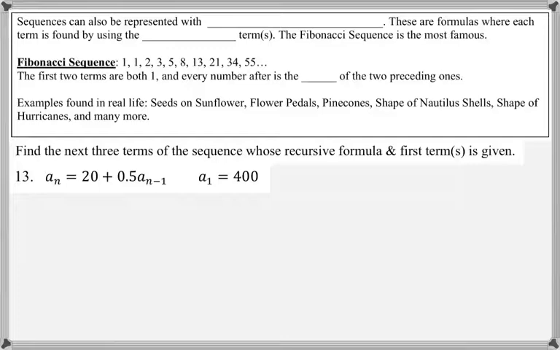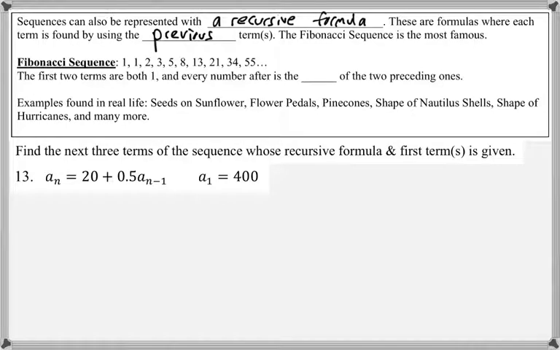We've expressed sequences using explicit formulas. Now we're going to express sequences using a different type of formula called a recursive formula. And these are formulas where each term is found by using the previous terms.